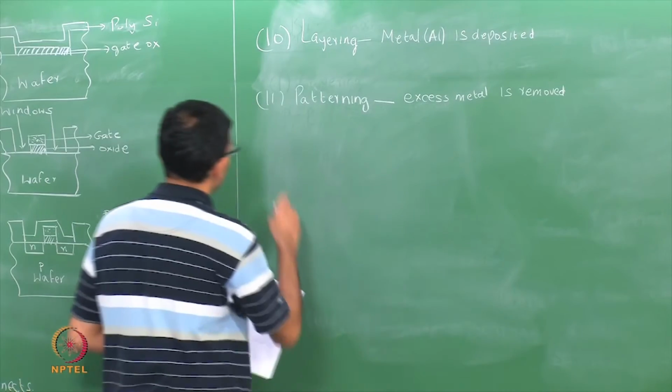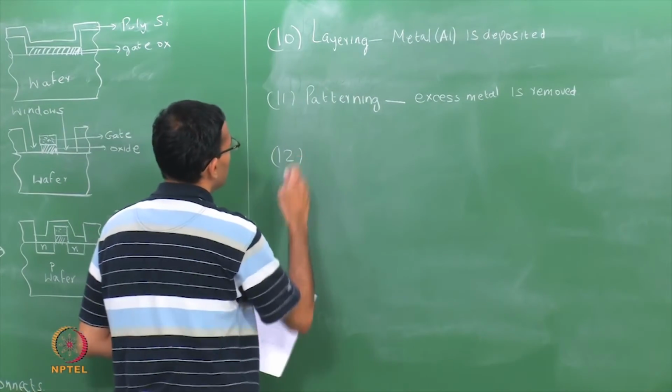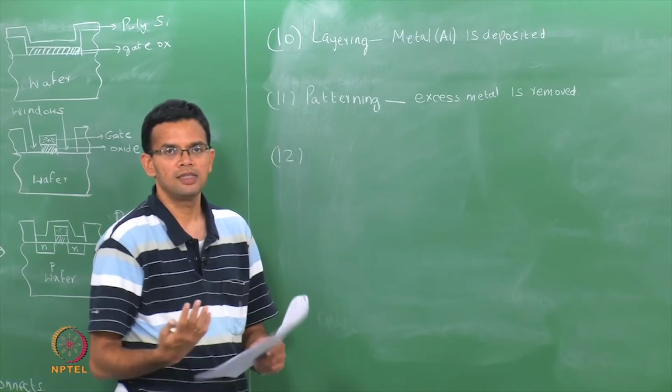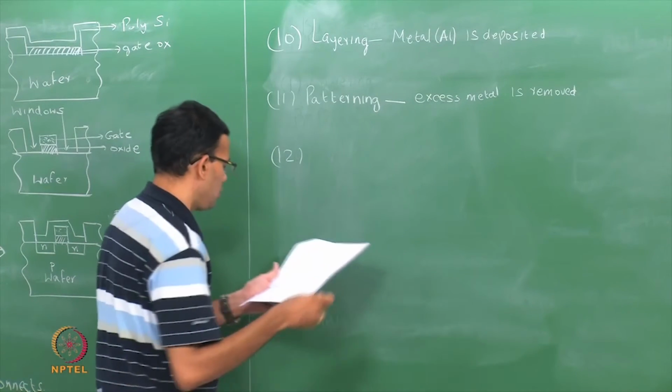And then finally, some sort of a heat treatment is done, so that the metal layer will react with silicon to form a silicide, which gives a good electrical contact.